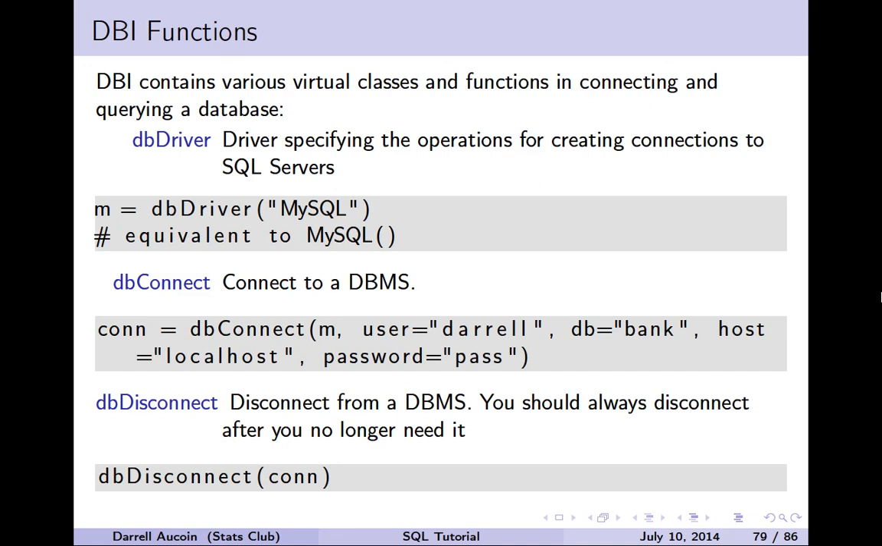Usually within the second package, you'd have something that does it itself too, that inherits from DB driver. dbConnect connects to a database. Here I'm connecting to myself. Connect basically gets a connection object specifying where I need to do things. And you always want to disconnect after you no longer need to use it. So this is what disconnect does.